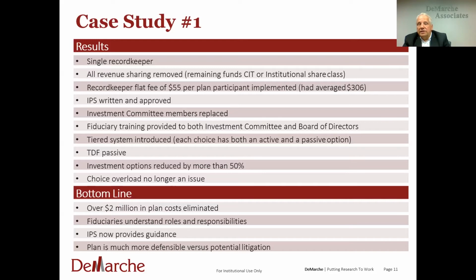The bottom line in this case, we removed over $2 million in plan costs. Those have been eliminated, and almost entirely those had been borne previously by the plan participants. The fiduciaries, which is very critical, now understand their roles and their responsibilities. The investment committee has the IPS to provide guidance when things are uncertain. And again, our opinion is that the plan is much more defensible versus potential litigation.